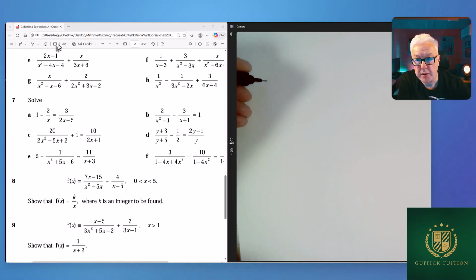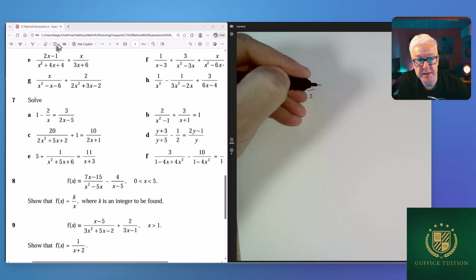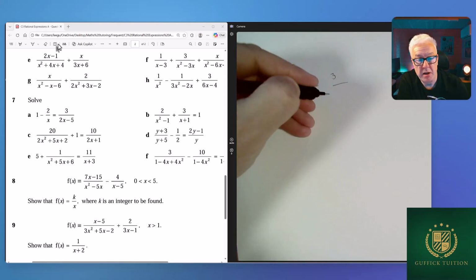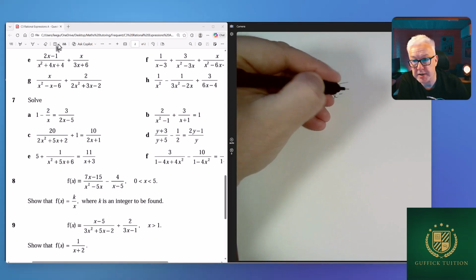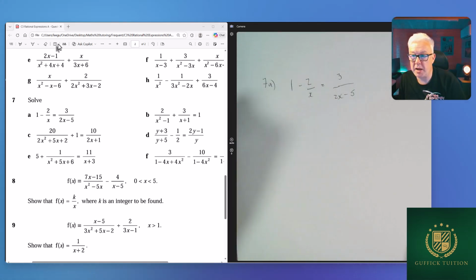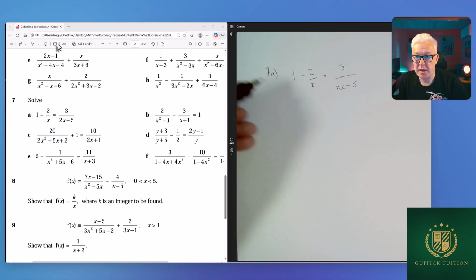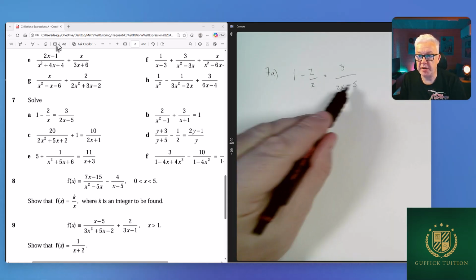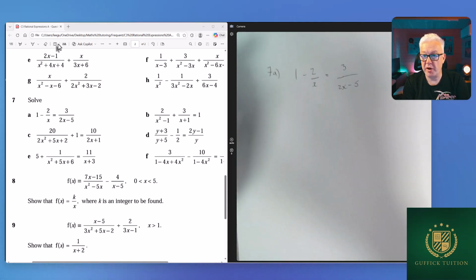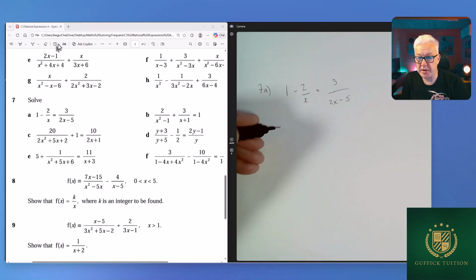7a. Okay, so 7a, it says we've got to solve it, and we have 1 minus 2 over x is equal to 3 over 2x minus 5. Now, the first thing to do when we've got to solve an algebraic fraction is to get everything over a common denominator. And we can see here we've got 2x minus 5, and on the other one we've got an x. So what I think it would be good to do is to get everything over x times 2x minus 5.